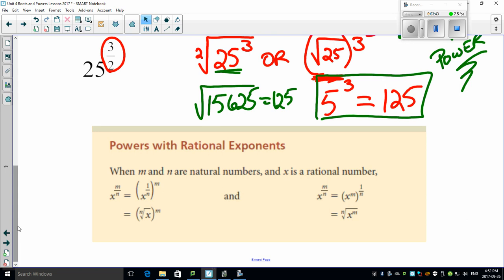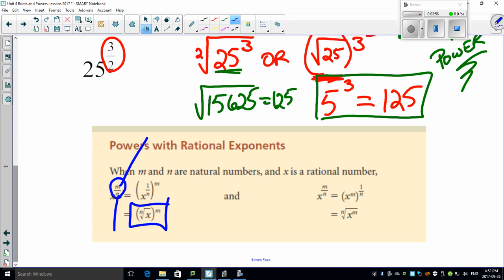Okay, so I've got a little snippet from the book here. It says powers with rational exponents. This is exactly what I was talking about before. Look at this. This is m over n. And look what they did. Exactly what I told you. Because you know that that's the power, that's the root. And sure enough, there's the root, there's the power. Okay? Look again.